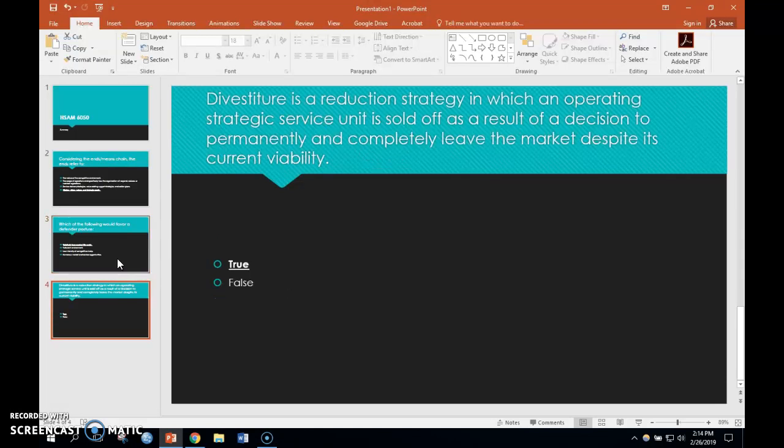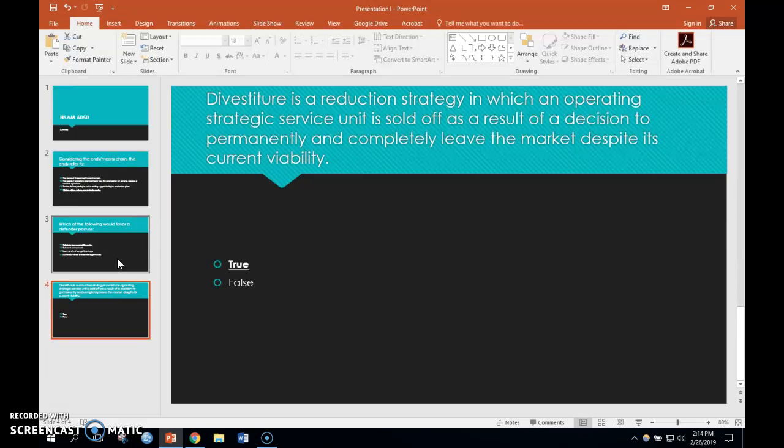Next question is divestiture is a reduction strategy in which an operating strategic service unit is sold off as a result of a decision to permanently and completely leave the market despite its current viability. And that is the definition of divestiture. So our answer here is true.